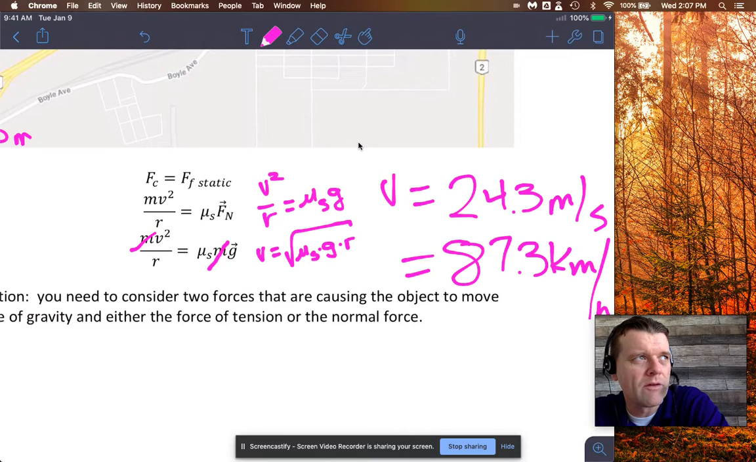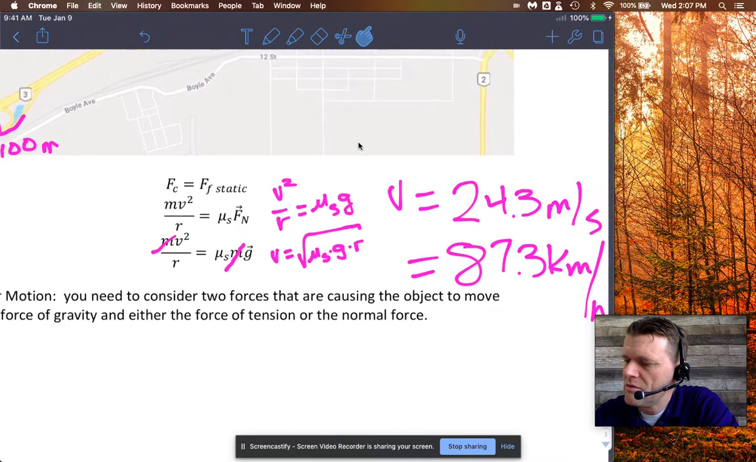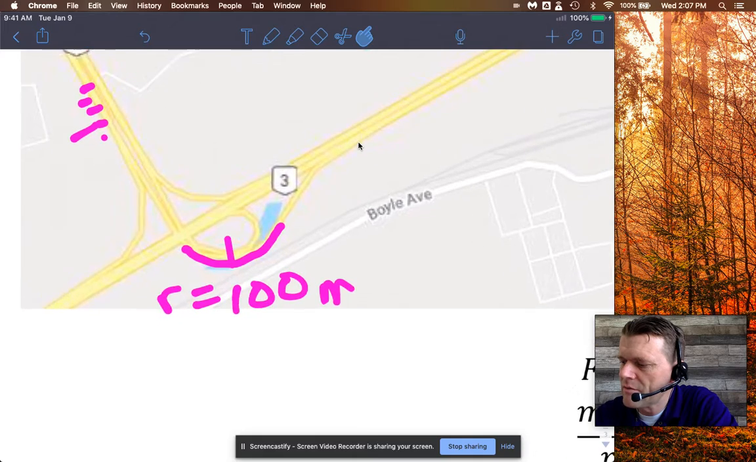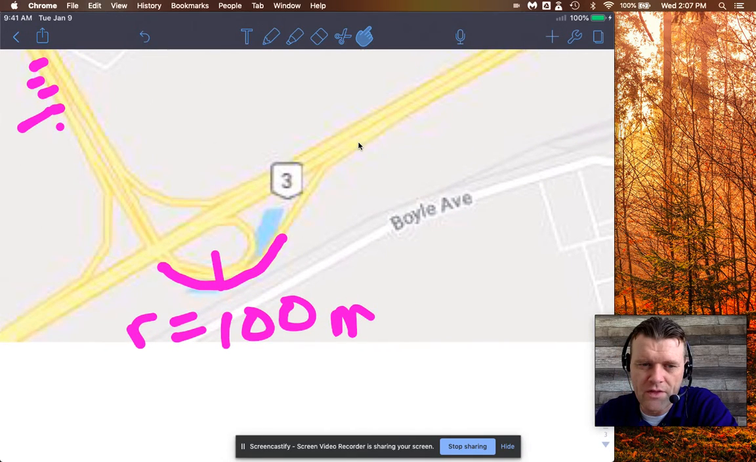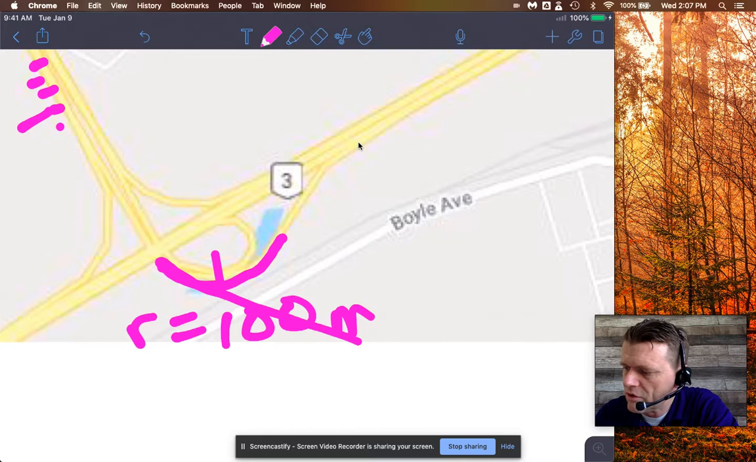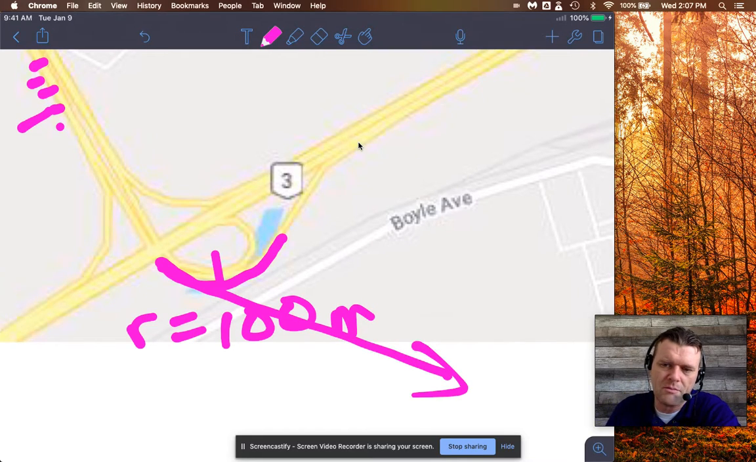Obviously, I grabbed that 0.6, the coefficient of static friction, from a reference, so I'm not sure if that's exactly what the coefficient of friction would be on that corner. But the point is that you cannot exceed 87.3 kilometers per hour if that curve was completely flat. Because if you go faster than that, friction won't hold you and you'll just go flying off the road.